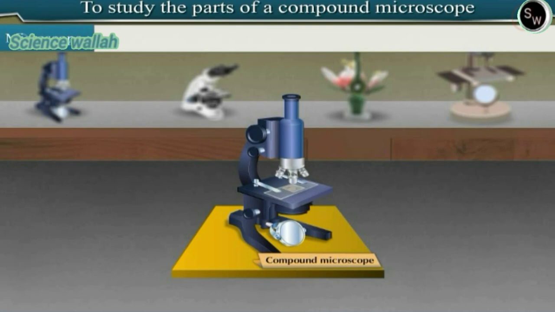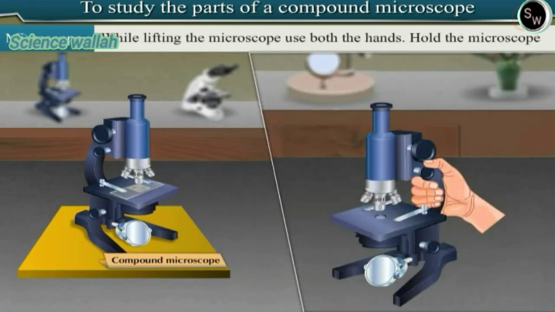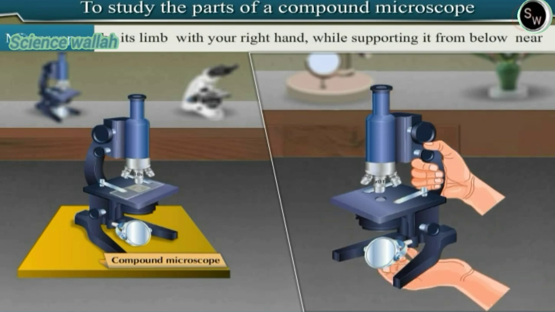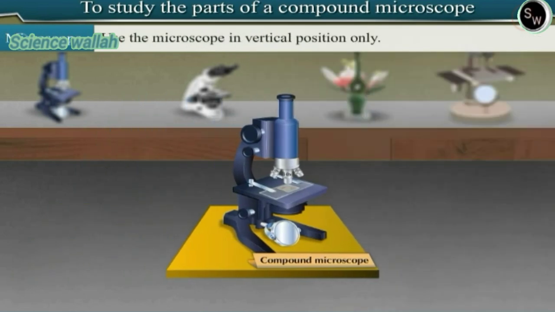Instructions regarding the use of a microscope. Now carefully follow the instructions before you handle the microscope. While lifting the microscope, use both the hands. Hold the microscope by its limb with your right hand while supporting it from below near the foot with your left hand. Use the microscope in vertical position only.